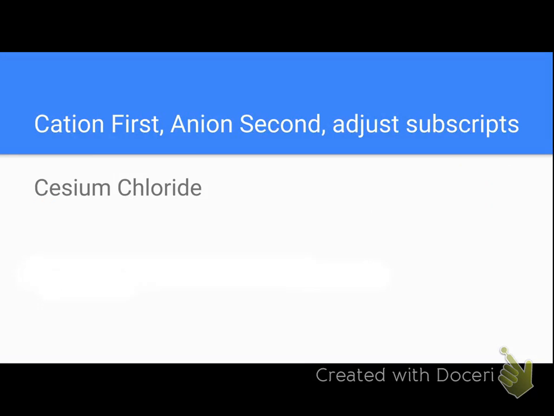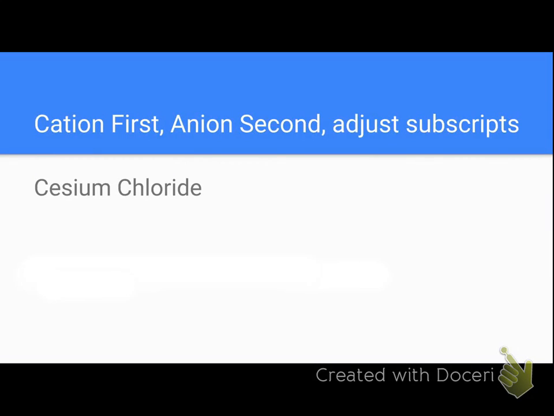So now let's go the other way. What you've noticed at this point is your cation is listed first. Your anion always comes second in that name. And then you are going to adjust your subscripts. We're going to look at what those subscripts are in a second, but make sure that you have your ion packet out or your periodic table.